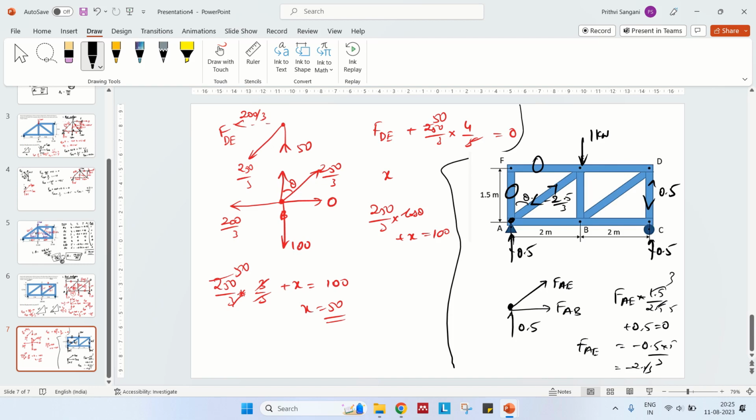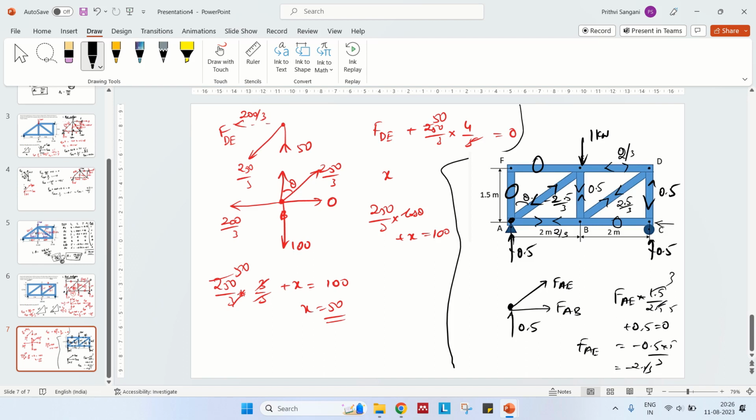Similarly, I have already worked out the values, so I'll just tell you. This is minus 2.5 by 3, and this is found out to be 2 by 3. Okay, and what about the others? This is tension, which is 0.5, and this is again the same 2.5 by 3, and this is 0 because there is no external force in this. And what about this joint? In this joint you have this thing, and this would be compression 2 by 3. With this vertical load you have all these things.